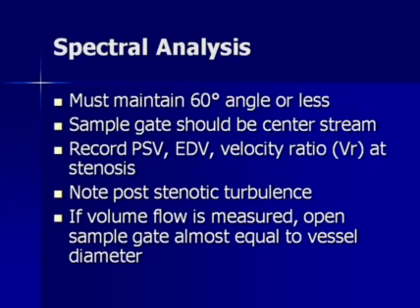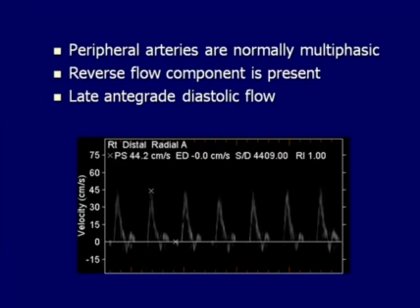Spectral analysis rules are going to be the same as we do anywhere else. We're going to use 60 degrees or less. We're going to record the velocities. If we suspect disease, we're going to use velocity ratio and look for post-stenotic turbulence. And if we do measure volume flow for some reason, we're going to make sure we open up our sample gate. In general, any peripheral artery, leg or arm, is going to have a multiphasic high resistance pattern.